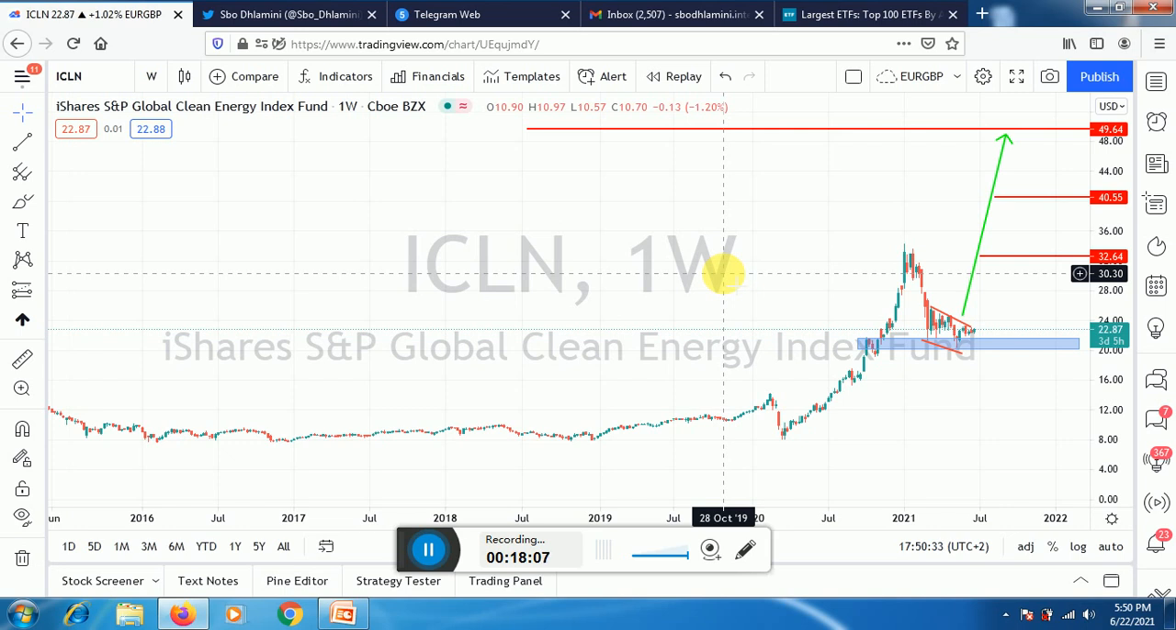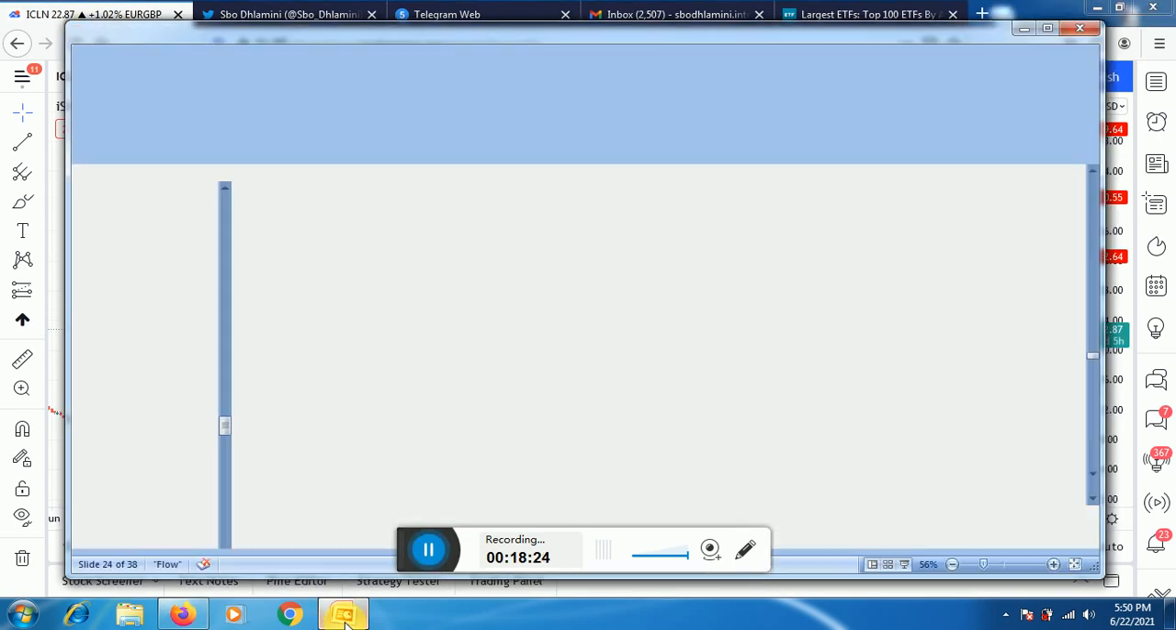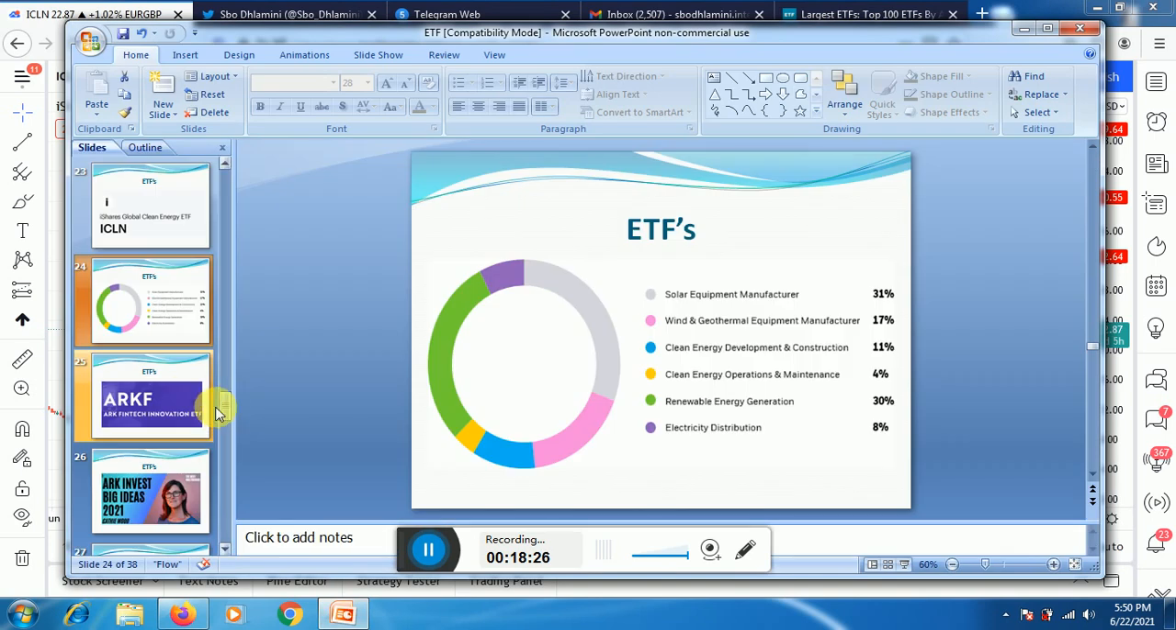Since clean energy is on the cards, even Bitcoin, not just Bitcoin, crypto as well, is looking for renewable energy when it comes to mining cryptos. So this is going to be a very, very big sector moving forward.